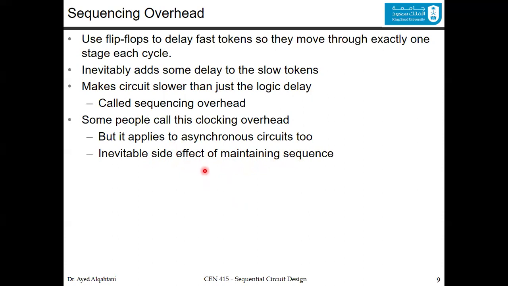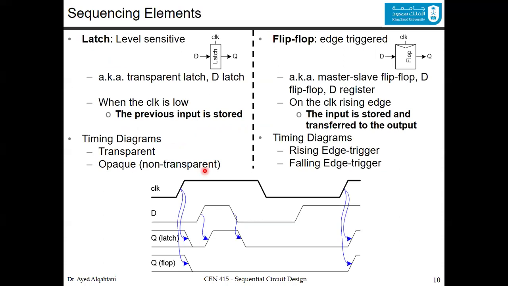Now, the well-known sequencing elements that you may have studied before are the latch and the flip-flop. The latch is level sensitive. This is a D latch, where you have D as the input and Q as the output, and there is the clock that organizes the operation between D and Q. It's also called a transparent latch or a D latch. It works like this: when the clock is low, the previous input is stored. If it is high, then you have a transparent latch.